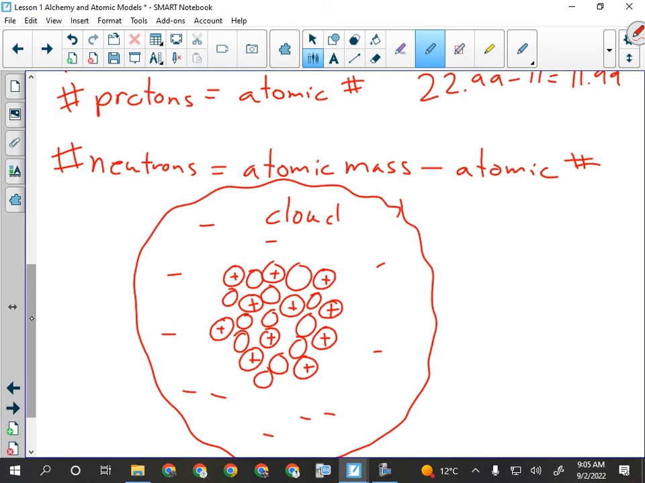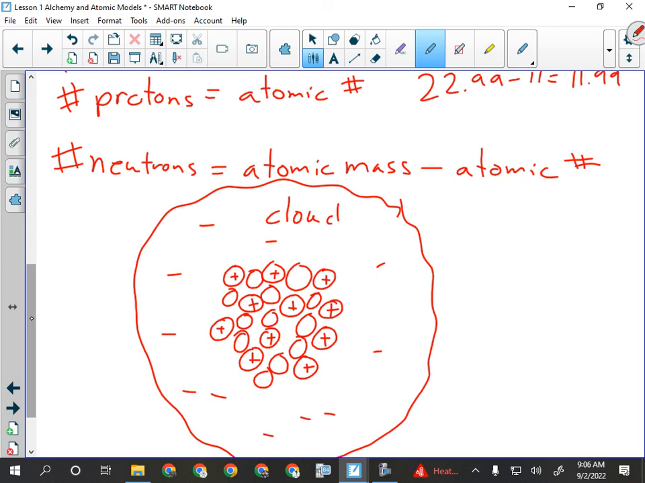Less stable atoms are going to break down on their own, decay radioactively, giving off radiation in the form of free neutrons that come flying off. So that's kind of how that works. Does that make sense? But remember, it's neutrons that are coming off, not protons. And the reason that's important is because the properties of an element are caused by the number of protons that it has in its nucleus.